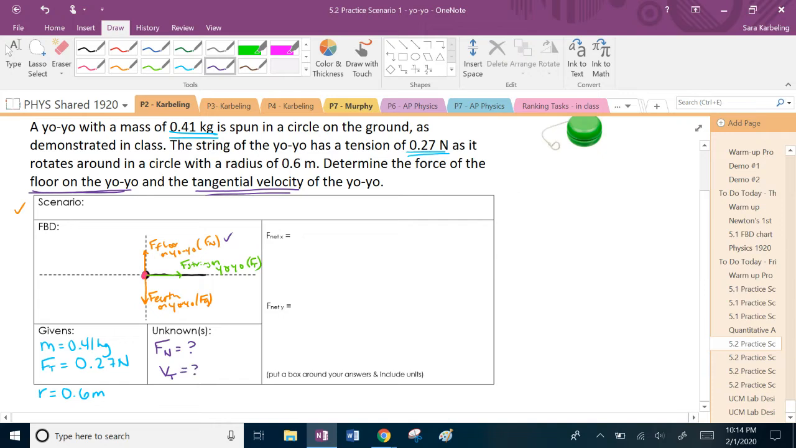Now we just need to write down some F-net equations so we can figure out what to do next. The first one that we have up there is the F-net in the x direction. We can take a look. There's only one force acting in the x direction. That's F sub t, okay? And if there's only one force acting, then you can ask yourself the question, hey, is it accelerating? The answer is going to be yes. And we know that it's a centripetal acceleration because we know that it's going around in a circle. We'll get back to that in a minute.